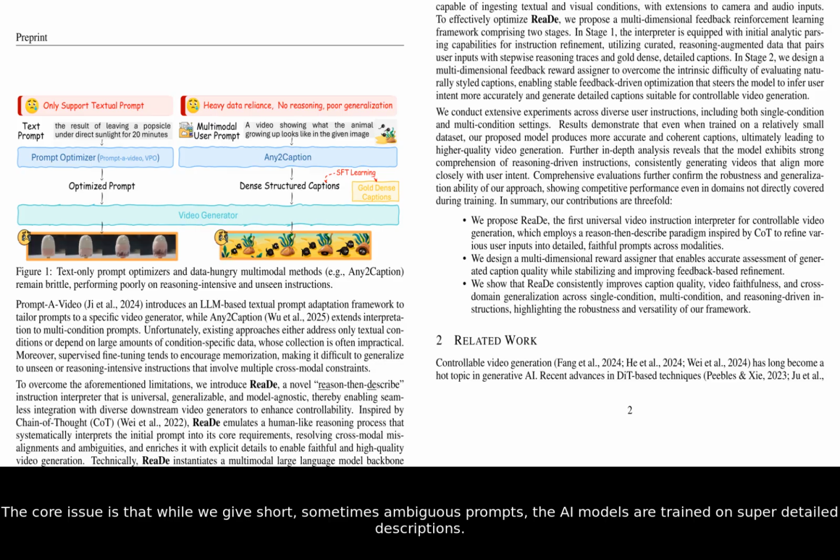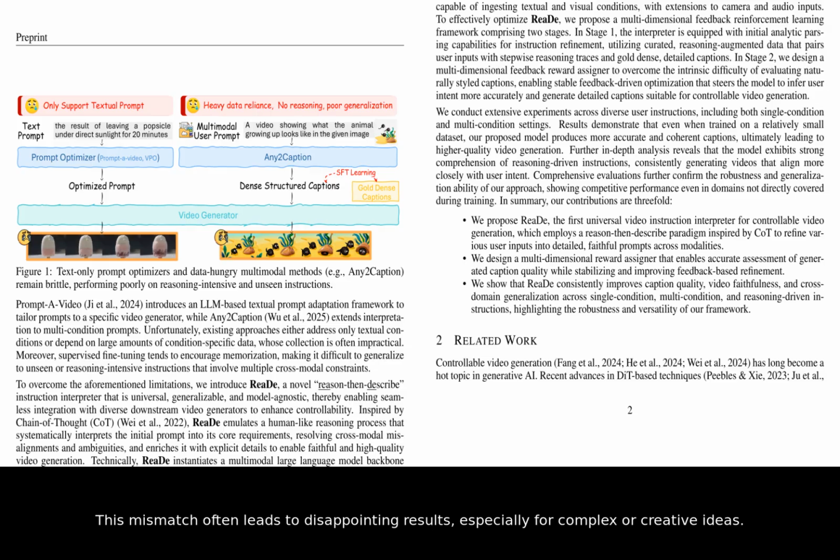The core issue is that while we give short, sometimes ambiguous prompts, the AI models are trained on super detailed descriptions. This mismatch often leads to disappointing results, especially for complex or creative ideas. To solve this, researchers have created an AI interpreter called ReaDe, which stands for Reason Then Describe.